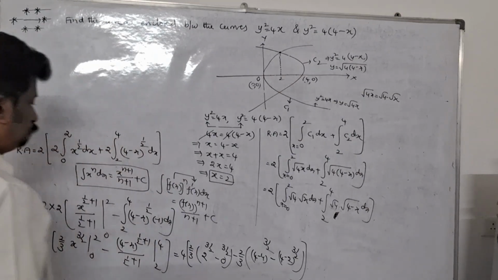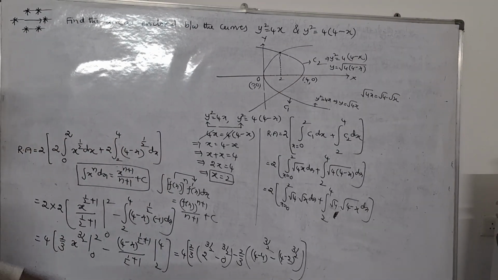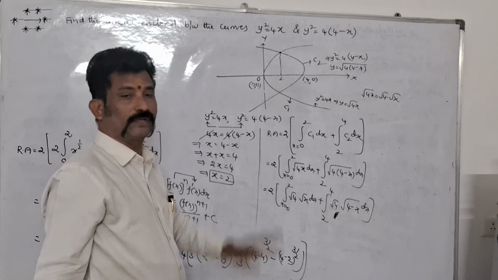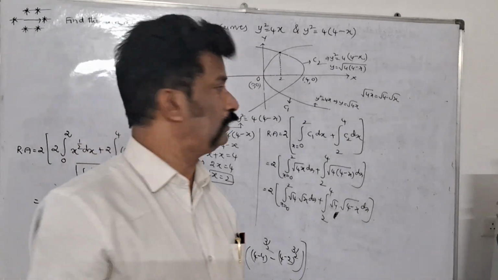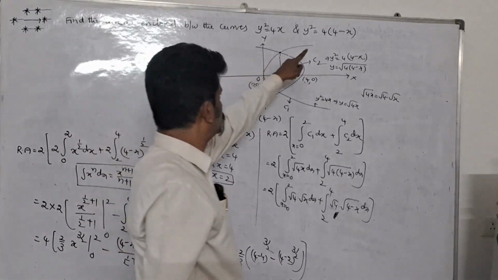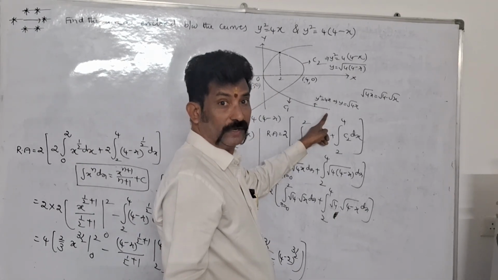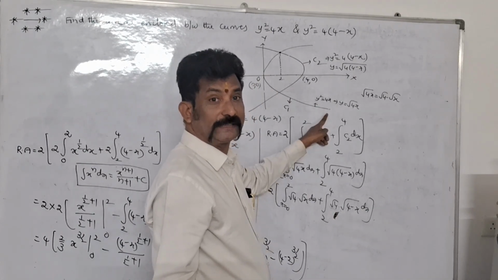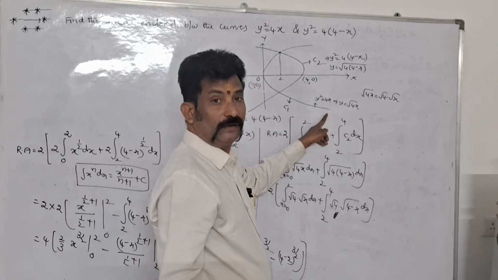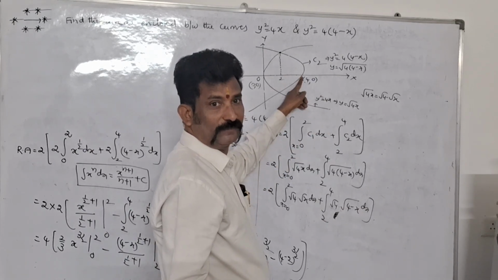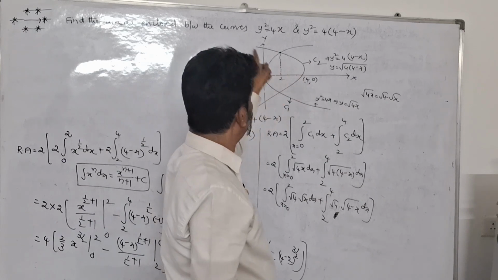Now listen carefully. Find the area enclosed between the two given curves. This one is very important. The first curve is y square equal to 4x, a standard graph. The second is y square equal to 4 into (4 minus x). It is intersecting at a distance of 4 units from the right side. Okay, right. So y is like this.